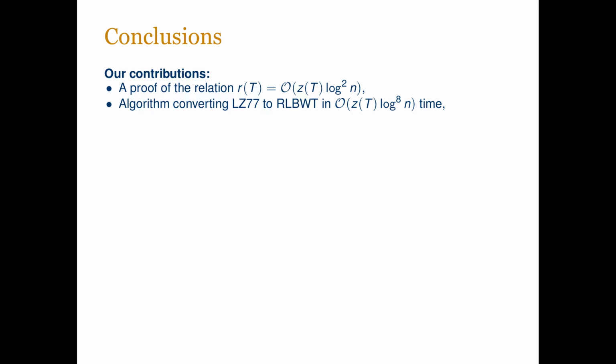This concludes the talk. We have presented a proof that the value of r is up to log factors bounded by the value of z. In the paper, we also describe the first algorithm able to convert between LZ77 compressed text and BWT compressed text in time that is essentially proportional to the size of compressed data.